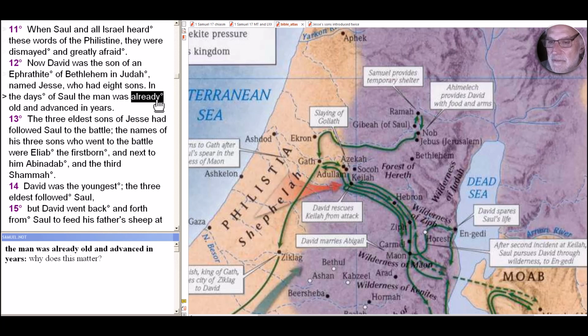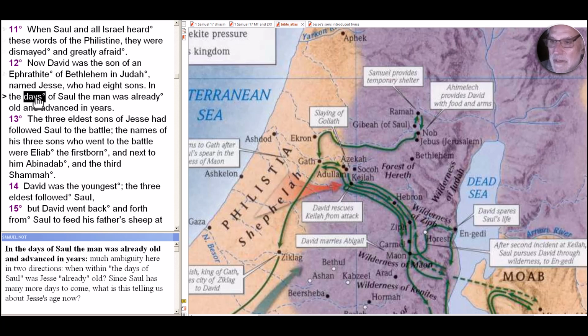The phrase old and advanced in years is a standard biblical figure of speech. We hear it for people like Abraham and others. But there's an ambiguity here that's really deep when we think about it. The days of Saul, when does that mean? Saul reigned for many, many years. We've already seen him in a number of chapters, and it's not clear how much time has gone by, but certainly years have gone by, and there'll be many more years as he and David fight it out for who's going to be the king. So if Jesse is already old now, which is to say at this moment in the story, then maybe he wouldn't live that much longer, but this could refer to any period.